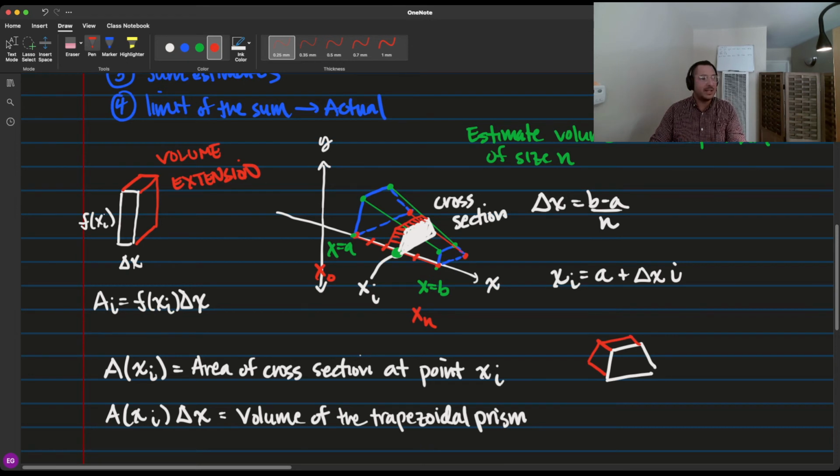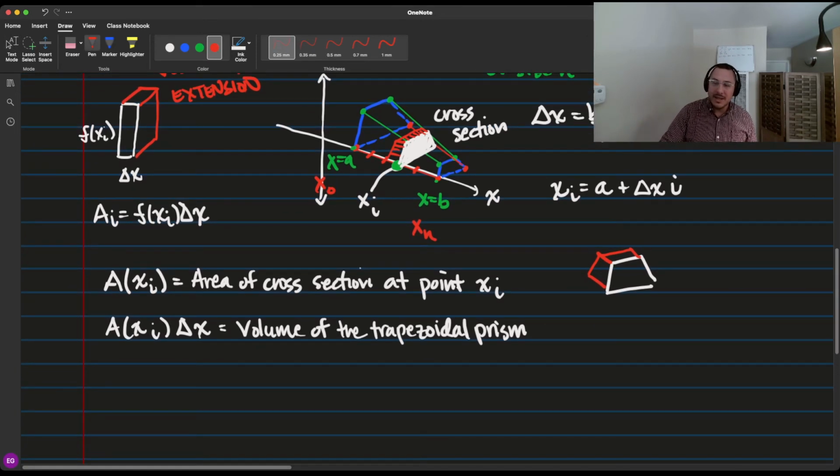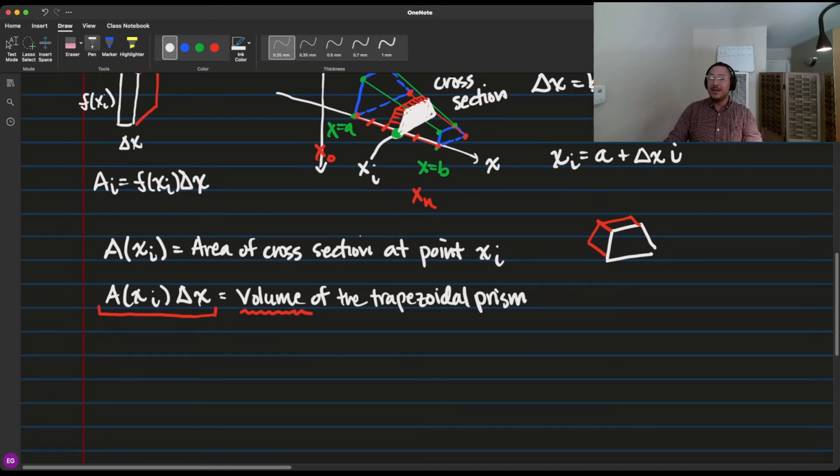Does everyone see how that's similar to what I did with the rectangle? If you take the rectangle and fatten it, you get volume. If you take the trapezoid and fatten it, you get a trapezoidal prism, and that's a volume. So notice the area of the cross section times delta x is a volume. So you have then a brilliant idea.